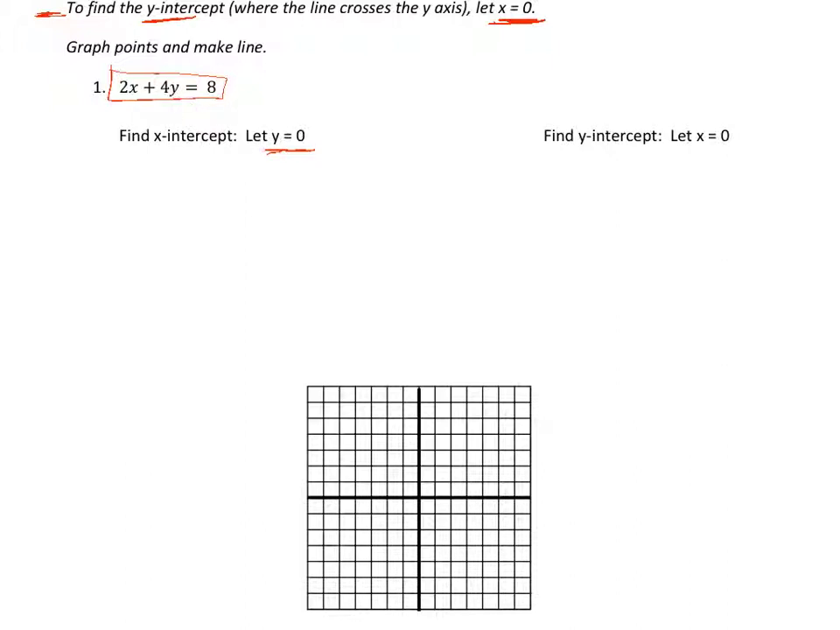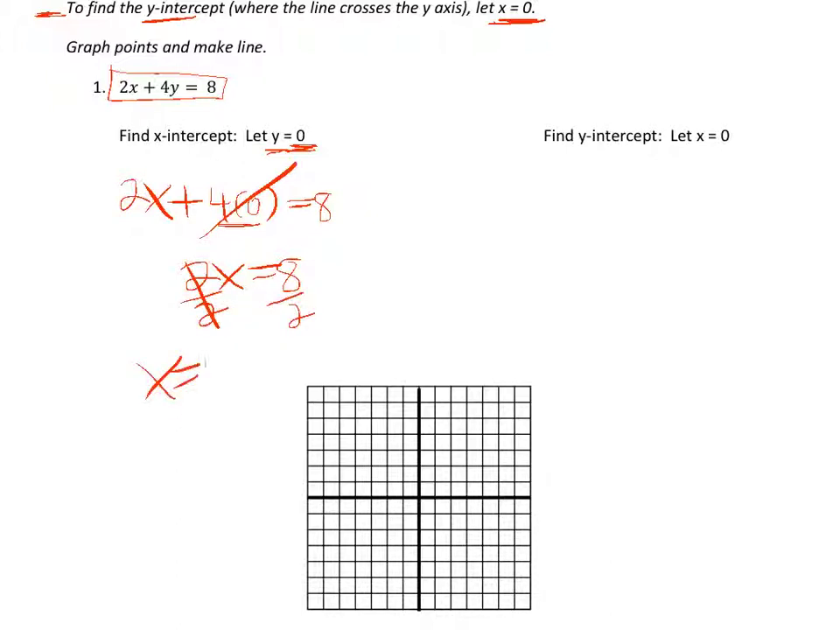So I'm going to have 2x plus 4 times 0 equals 8. Well, 4 times 0 is just 0. I'm not going to write 2x plus 0, that's kind of redundant. This just goes away. So it's just 2x equals 8. Then you just solve for x. Very simple equation. You just divide by 2. 8 divided by 2, you get x equals 4. Now, the ordered pair for this is 4, and since I'm finding the x-intercept, I let y equal 0, so the y value is 0.